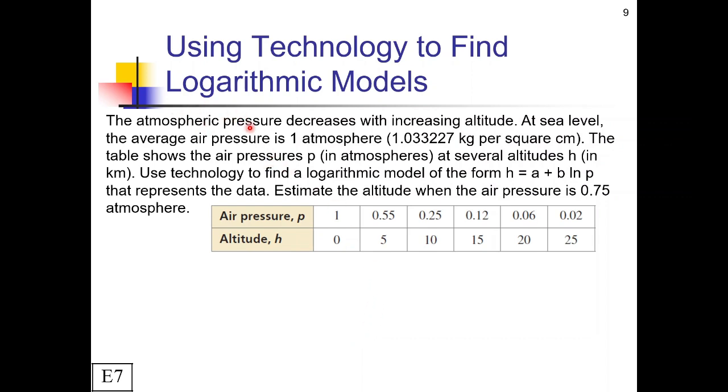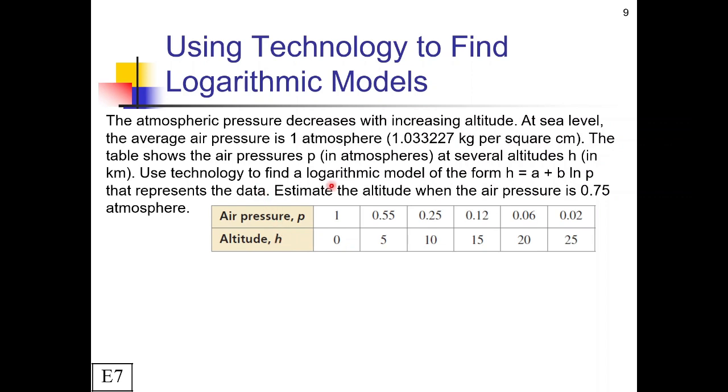So the atmospheric pressure decreases with increasing altitude. I guess as you get higher, there's less pressure pressing down on you. At sea level, average air pressure is 1 atmosphere, which is this crazy number of kilograms per square centimeters. The table here shows some air pressures at several altitudes. So the air pressure is the input, the altitude is the output.